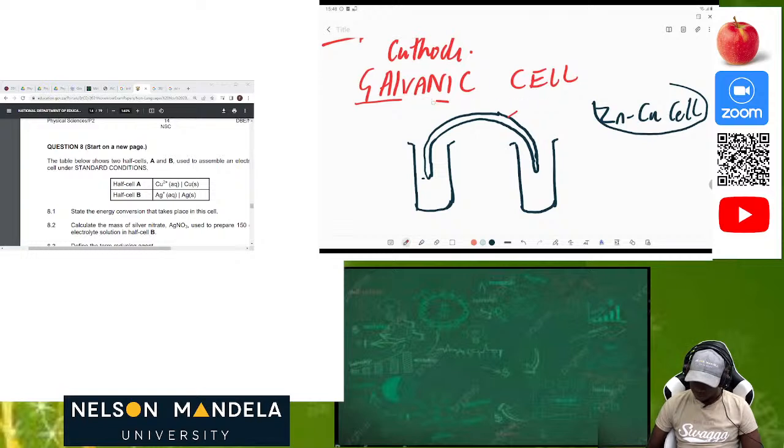We say that in a galvanic cell there are two electrodes, the one which is an anode as well as the cathode. So the cathode is positive, the anode is negative. So let's draw our two electrodes. When we are drawing our two electrodes, just do this. Then we also have another one which is a cathode.